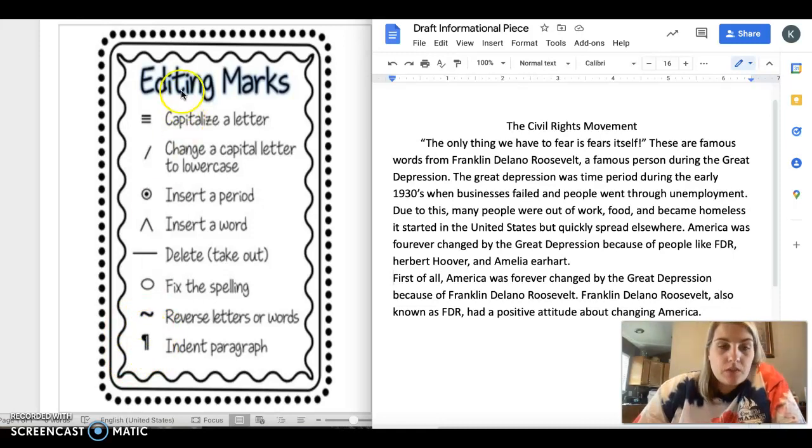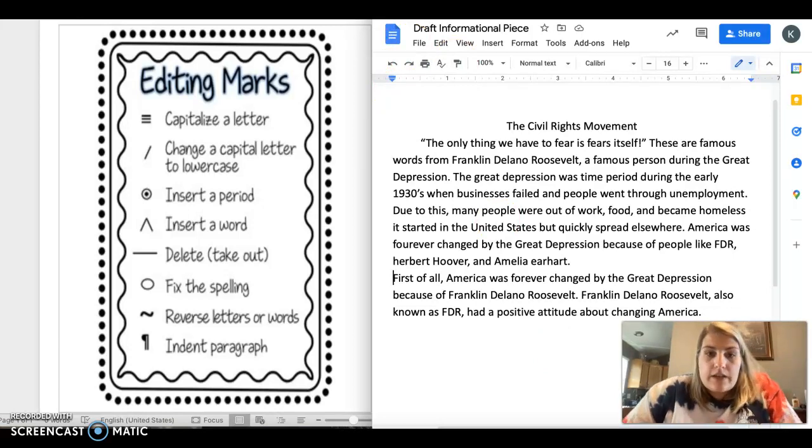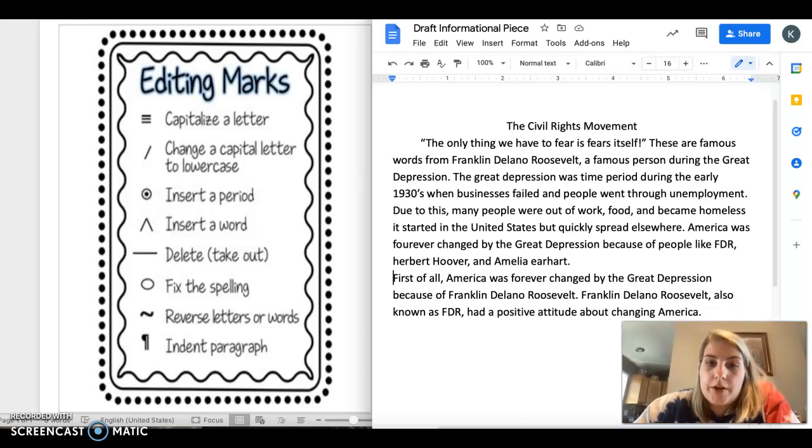So, I am going to show you how to use some of these symbols on a paper that I've been working on writing for a draft to show you how to write. So, let me get my pencil started. Let's see if I need to capitalize any letters in my paper so far. It says the only thing we have to fear is fear itself. These are famous words from Franklin Delano Roosevelt, a famous person during the Great Depression.